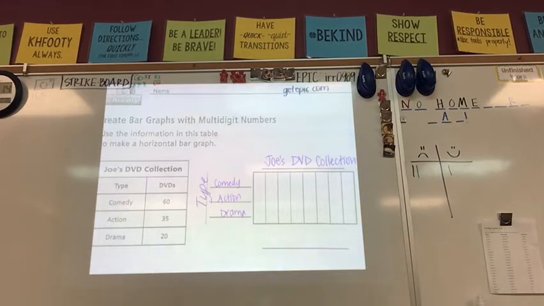What other information do we have? We've got the types of DVDs. That was this column. What else do we have to record in our chart on the bottom of it? Yeah, what would we say there? When we start drawing bars across, what is that going to be telling us?